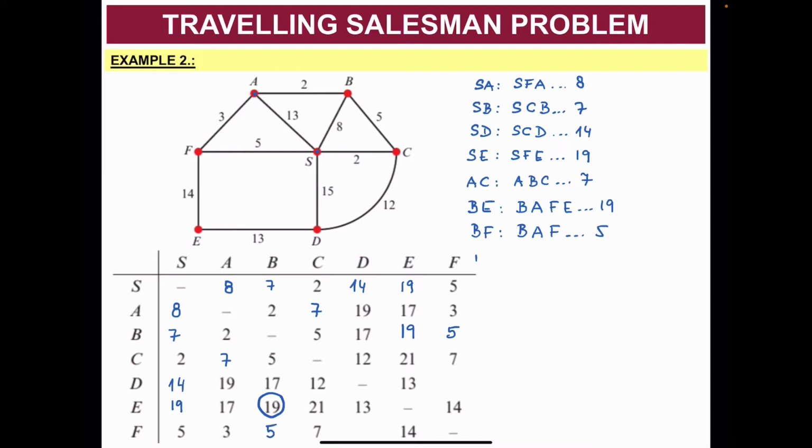And then the last one is DF is missing, from D to F. From D to F, if you go DEF, then it's 27. If you go DSF, then it's 20. But you can also go D, C, S, and F, what will give you 19. 19 and 19 here as well.